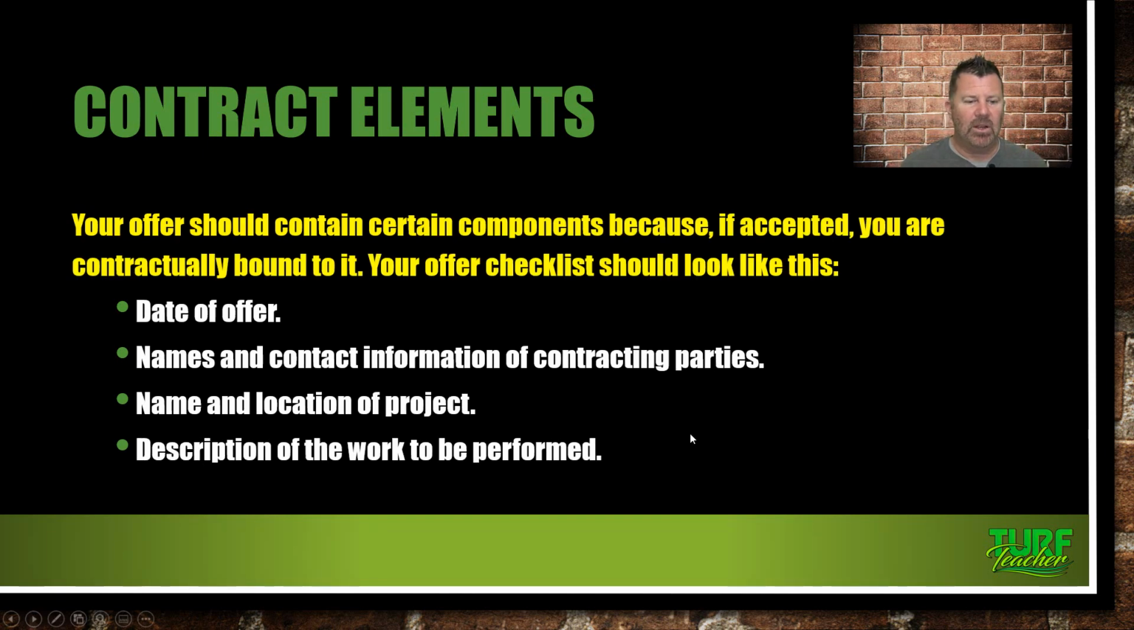Your offer should contain certain components because if accepted, you're contractually bound to it. Your offer checklist should look like this: the date of the offer, well, it's on your quote, names and contact information of the contracting parties, name and location of the project, and description of the work to be performed. You know, you got to have that scope of work to be performed. What is it that you're going to do?